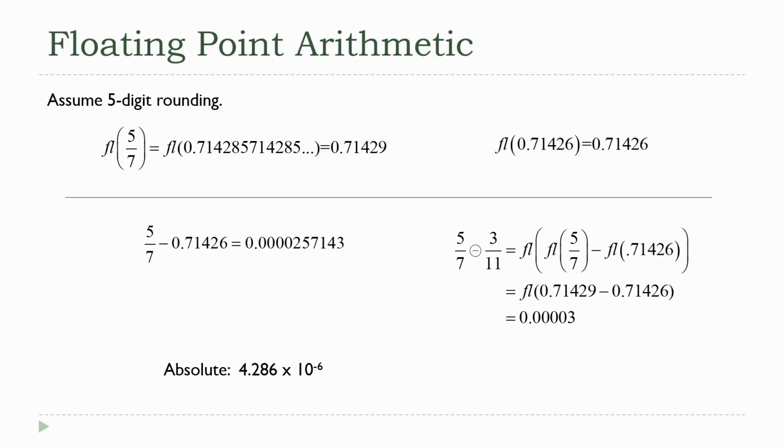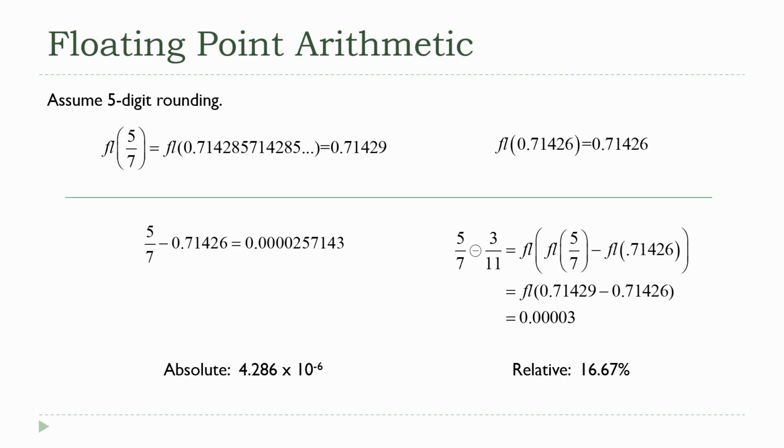The absolute error, not bad. 4.286 times 10 to the negative 6th. But it's the relative error where things get problematic. The relative error is substantially bigger at 16.67%. Okay, so what happened here?